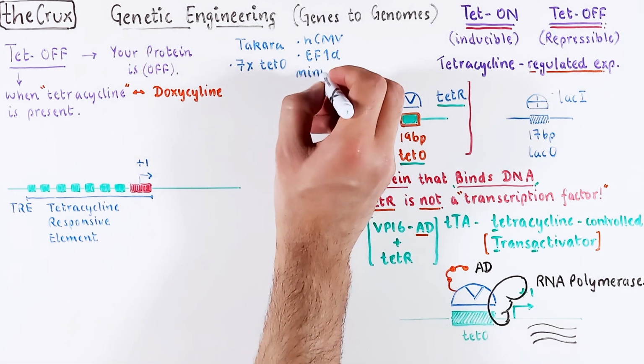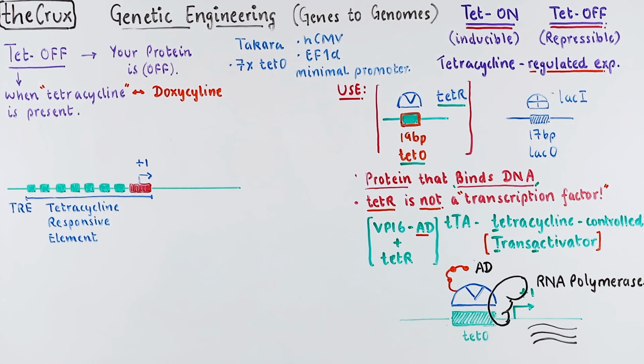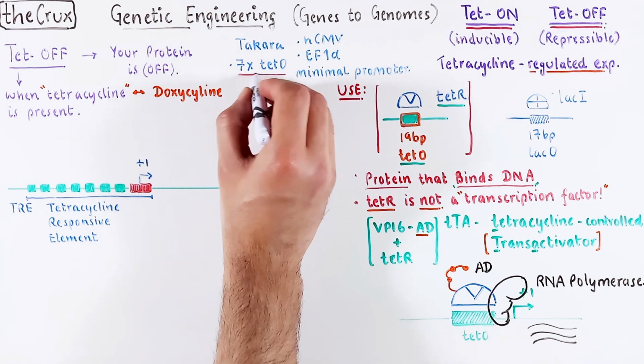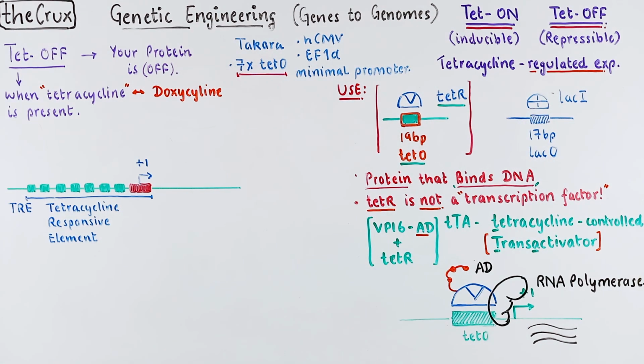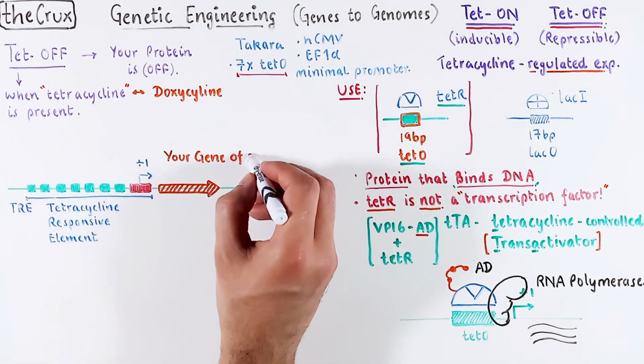These are designed to be minimal promoters. They often contain mutations, so they do not have significant levels of activity on their own. The repetitive tet-O ensures that a lot of RNA polymerase can be recruited at the minimal promoter. In front of the response element is where you clone your gene of interest.